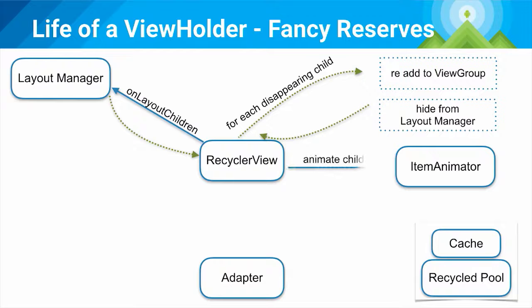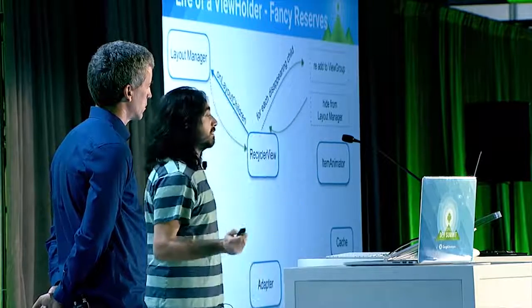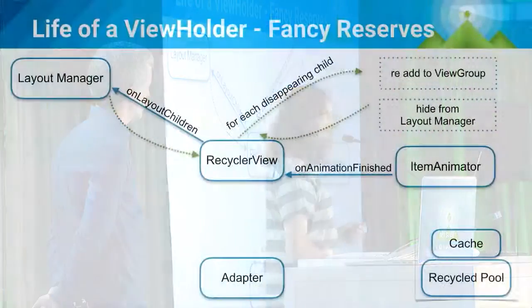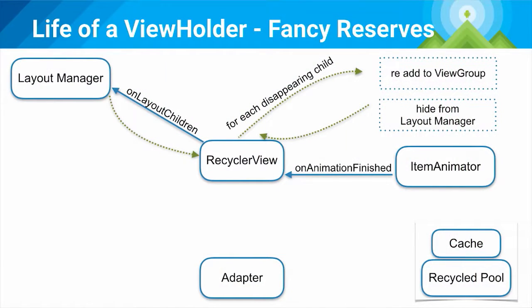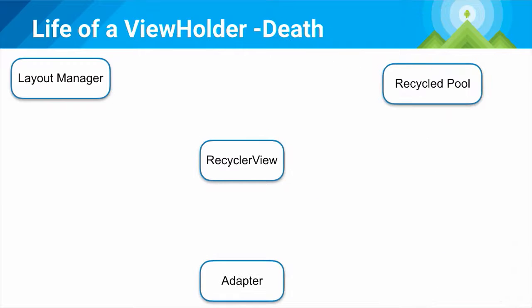So, it comes back to RecyclerView. RecyclerView tells the item animator, okay, I have this view, can you get rid of this? Item animator runs the animation, maybe comes back 300 milliseconds later, and tells the RecyclerView, I'm done with this view. During that animation, this view is not visible to the layout manager's API. RecyclerView tells the adapter, okay, now I'm detaching the view, and caches it or sends it to the pool.